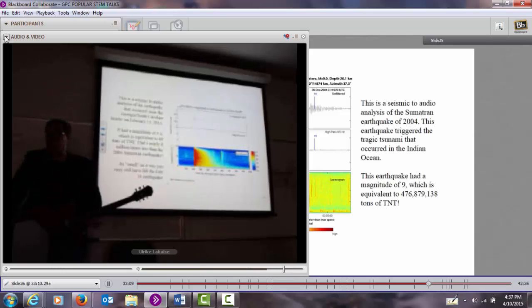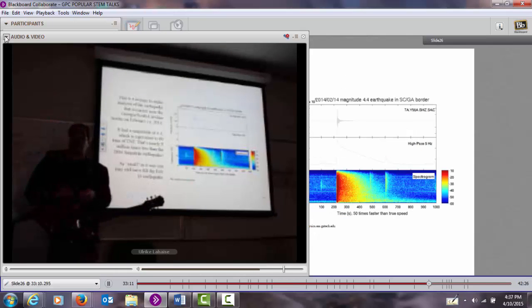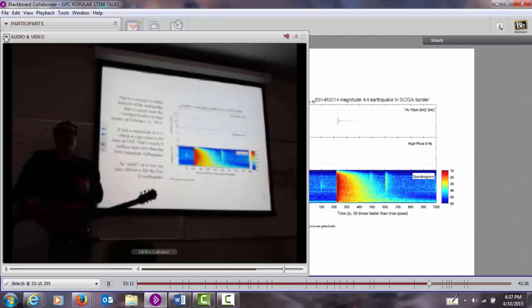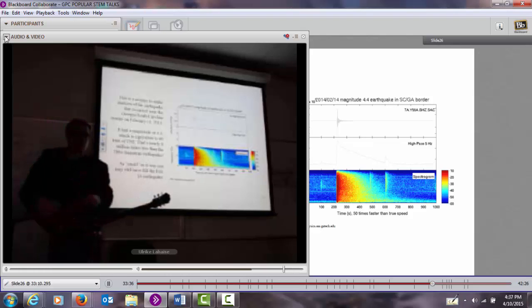Interesting stuff. This is the one that happened on February 14th last year. I heard a big explosion from the southeast. It may not have been this earthquake, though, but it may have been. People said they heard explosions, people in Athens, Georgia. Anyway, I was mistaken. It's actually 60 tons of TNT equivalent, magnitude of 4.4. Remember, earthquakes are an exponential scale.